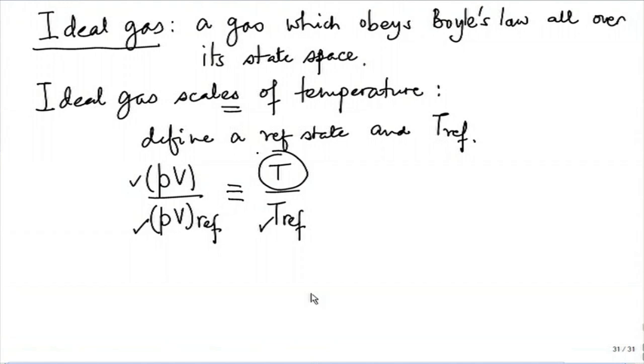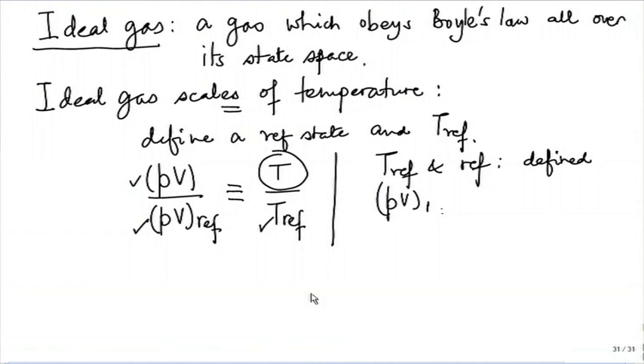So remember that in this, T ref and the reference state are defined, and PV ref and PV are measured. For a given system, PV ref will be measured just once, and PV will need to be measured for every measurement of temperature that you wish to undertake.